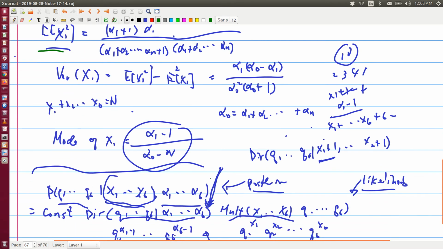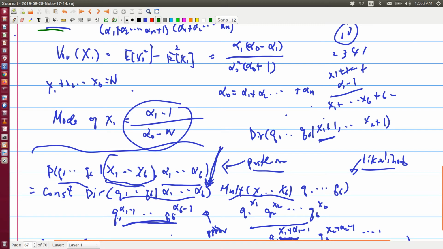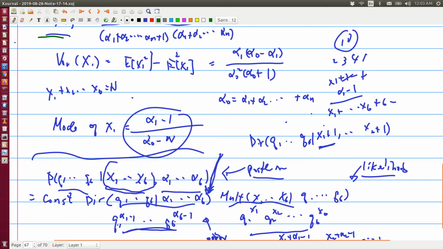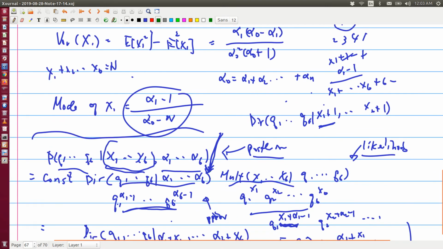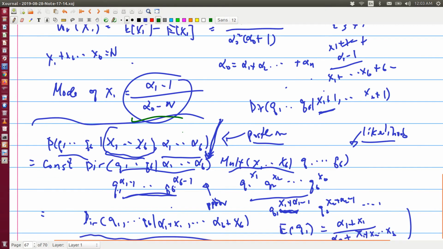Now the mode, I'm not going to compute it, it's just a simple exercise. You can take the derivative of the distribution and set it to 0, and you'll find that the mode is actually equal to this expression here.